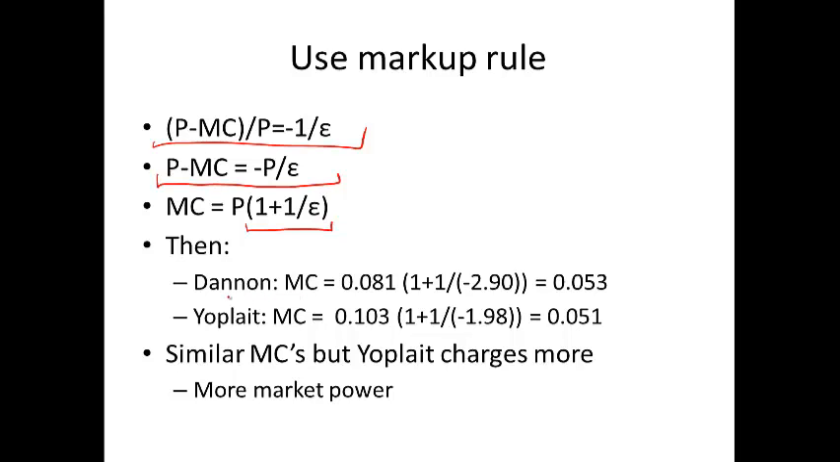And we find that MC for Dannon equals 0.053, or 5.3 cents per ounce. The MC for Yoplait is very similar. It's 5.1 cents per ounce. So they have very similar marginal costs, it would seem, but Yoplait has a much higher price. And why is that? Well, Yoplait has the more inelastic demand. Yoplait has more market power.